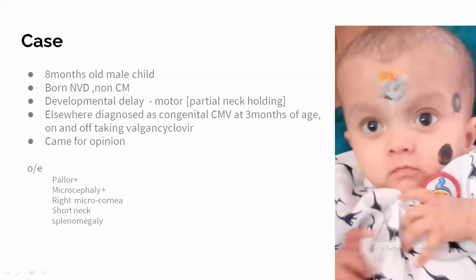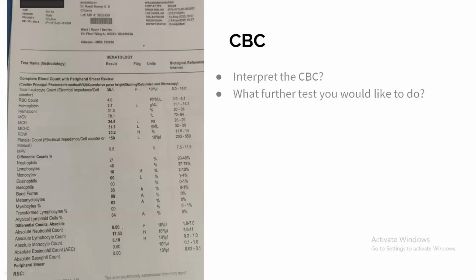When I saw him, his right side cornea is small. He has a microcornea, and the mother didn't give any history of recurrent abortion. So I was suspecting probably he might be having some TORCH related infection. He had pallor, microcephaly, right microcornea, short neck, and splenomegaly. Usually in congenital CMV infection, we don't see microcornea. Probably rubella, yes. Microcornea with CMV is an uncommon entity.